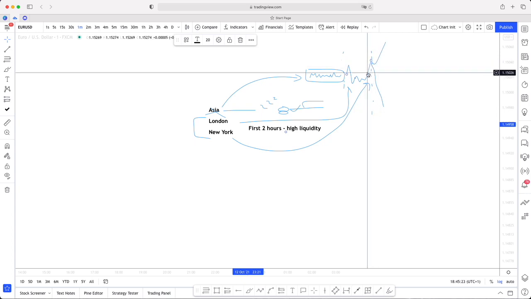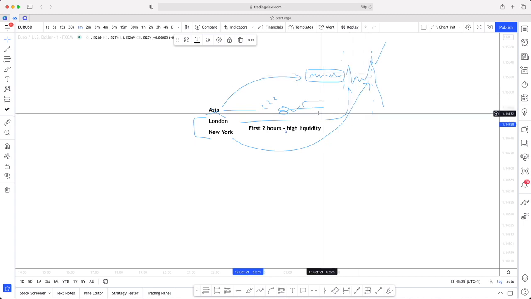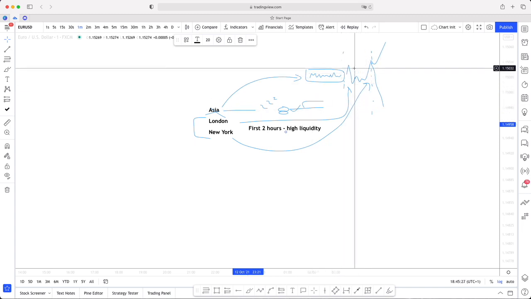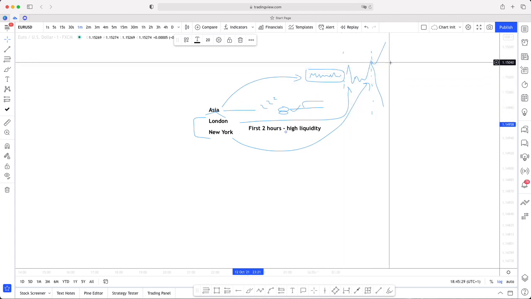Okay, so how this works is that we are going to trade purely for the first couple of hours of London and the first couple of hours of New York. Obviously, you need to find out, because I know we have people from all over the world, so I'm not going to give specific timings. Please find out when London session starts for you and when New York starts for you.